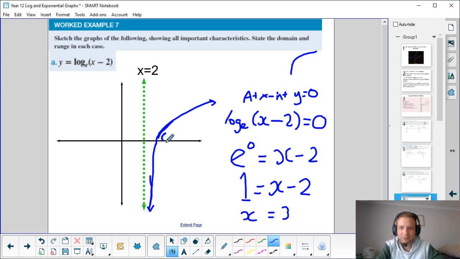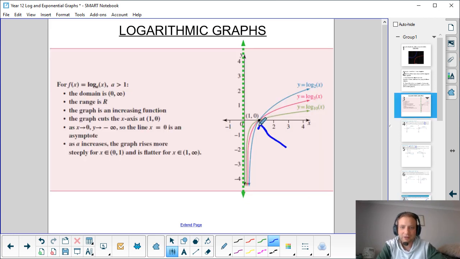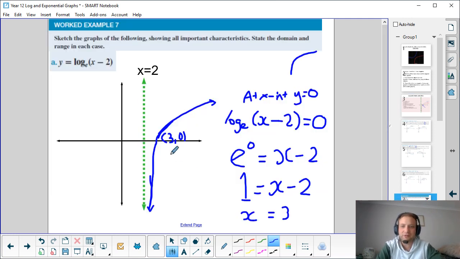So we can then label our coordinate here. X is 3 and y is 0. Another way of thinking about this, back right at the very start, you were shown that the point 1, 0 is generally in a basic logarithm graph. So because the whole graph got moved across 2 units, that point 1, 0 was also going to be moved across 2 units from 1, 0 to 3, 0. All right, so there's a real basic one.